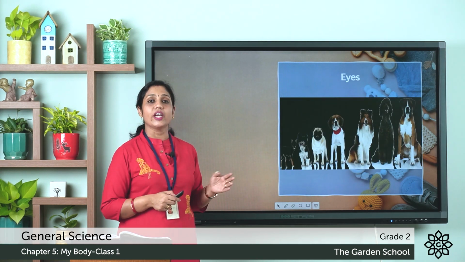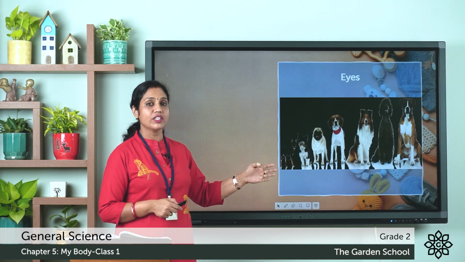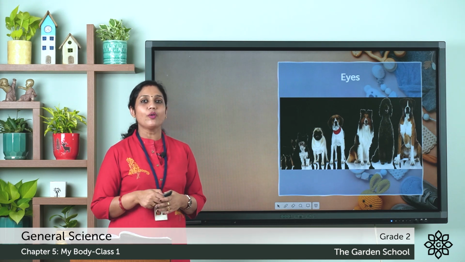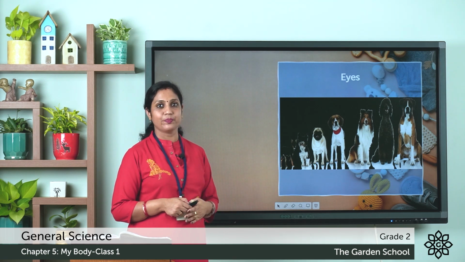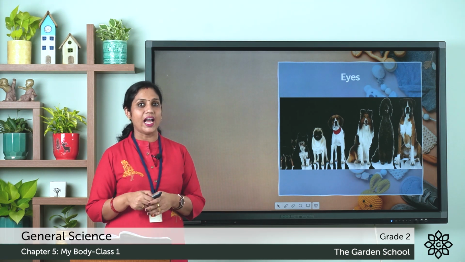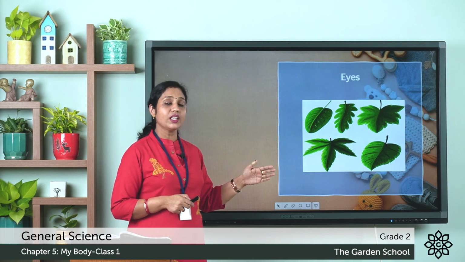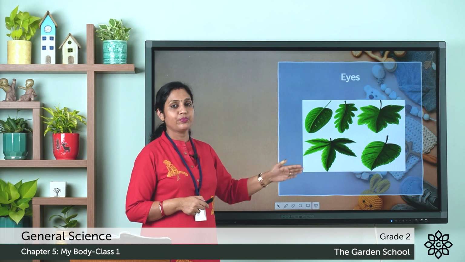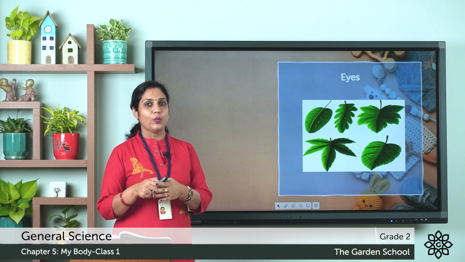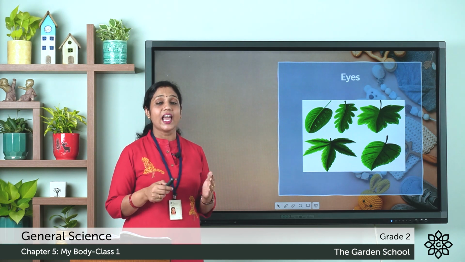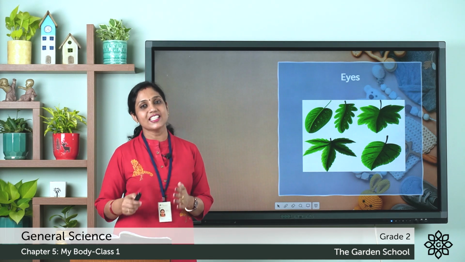In this picture, you are able to see different sizes of dogs. Are all these dogs of the same size? No. Now how did you identify this, that these dogs are not in the same size? You did it with the help of your eyes. In this picture, you can see different leaves. Are all these leaves of the same shape? No, they have different shapes. Now how did you identify this? With the help of eyes. So eyes helps us to see things. It helps us to identify colors, shapes and sizes.